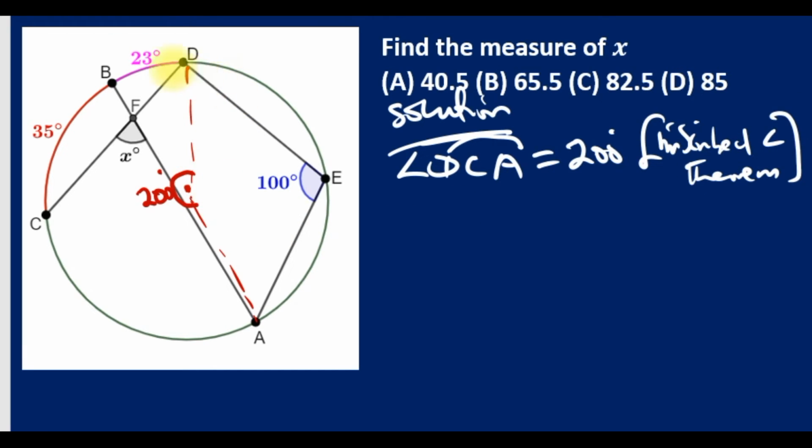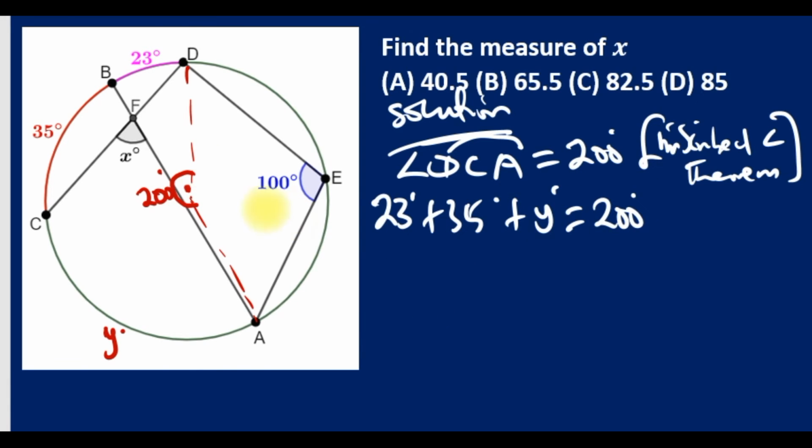Okay, but we are given just part of the arc: minor arc BD and minor arc CA. If we call the angle made by minor arc CA y, we need to get y before we get x, and then we use the angle arc relationship to get x. So we see that 23 degrees, that's this arc, plus 35 plus y must give us 200. That's the central angle. So we solve for y. Therefore, y is 200 minus 58, which is 142.